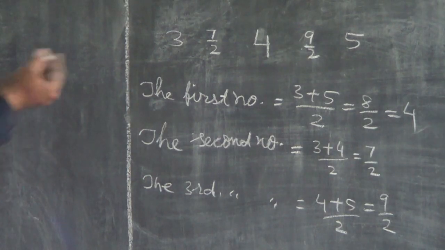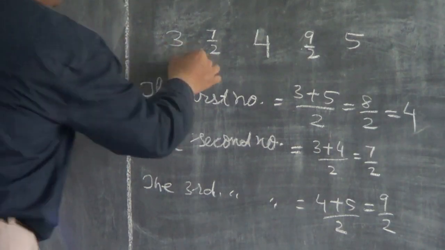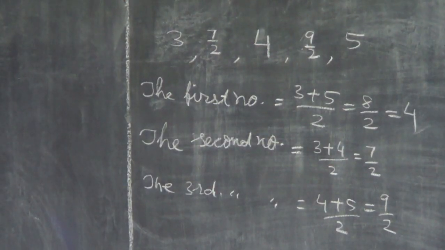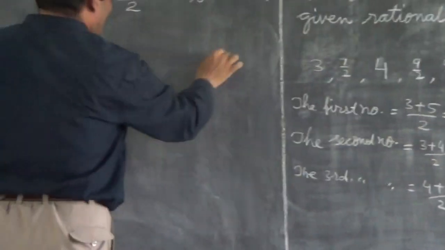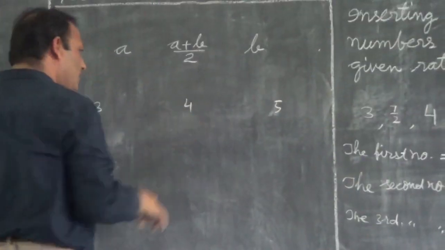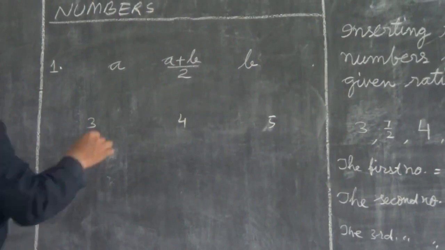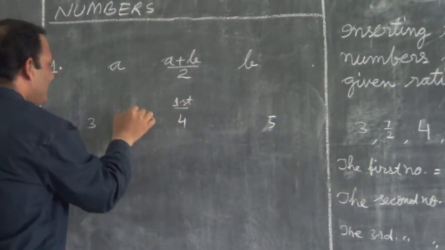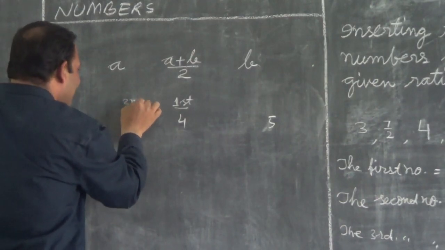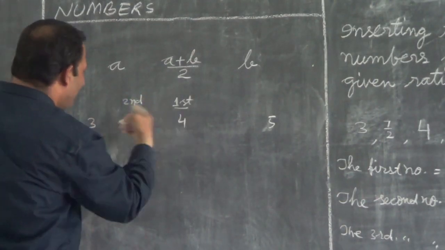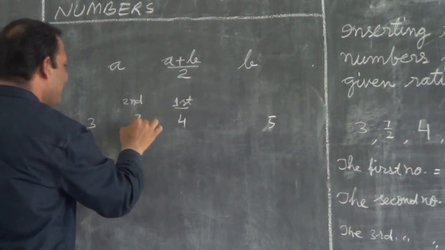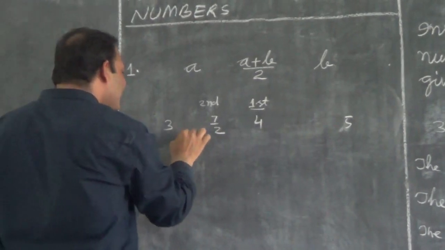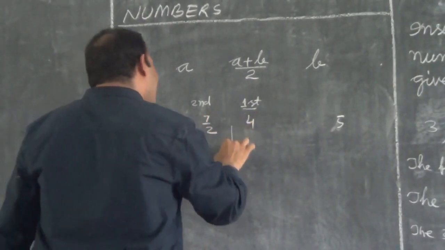But some children will do it in a different way. Some children will say, sir, this is my first number. I got here 4. Then I am writing this as the first number. Then I will find my second number here. Second number is 3 plus 4 divided by 2, 7 by 2. And I will find the third number here. Or you can find the third number here.